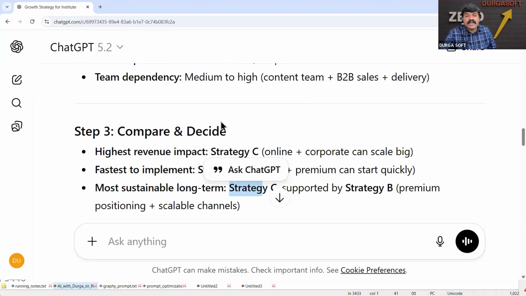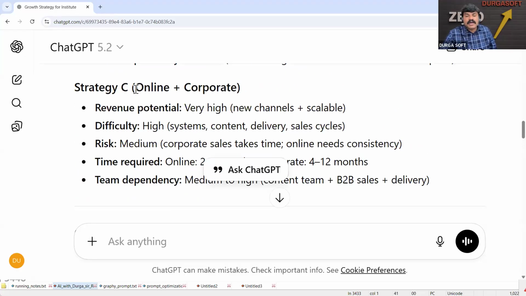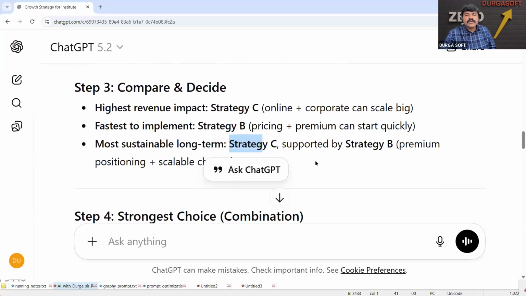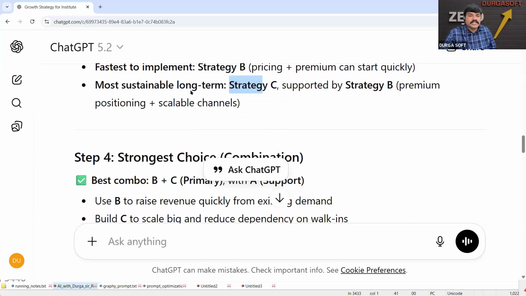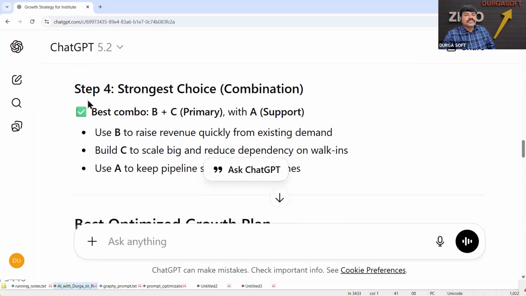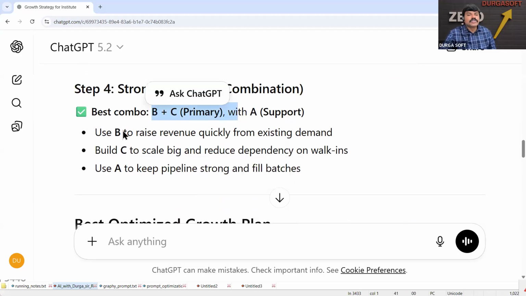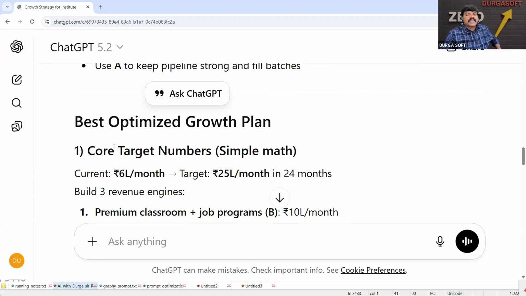What does strategy C mean? Online plus corporate, supported by strategy B. Now the best option, the strongest choice, is the combo B plus C, with A support. Use B to raise revenue quickly from existing demand. Build C to scale and reduce dependency on walk-ins. Use A to keep the pipeline strong to fill batches. So here is the best optimized growth plan.